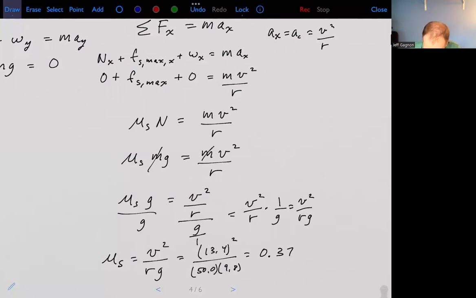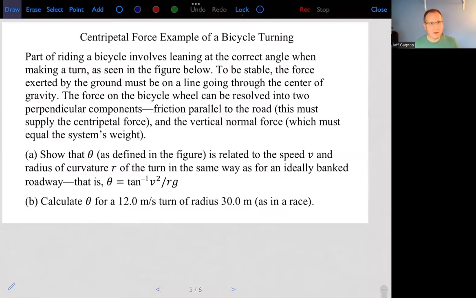So in this problem, you're told part of riding a bicycle involves leaning at the correct angle when making a turn, as seen in the figure below. I'll show it to you in a second. To be stable, the force exerted by the ground must be on a line going through the center of gravity, okay? The force on the bicycle wheel, so the force that the ground exerts on the bicycle wheel, can be resolved into two perpendicular components.